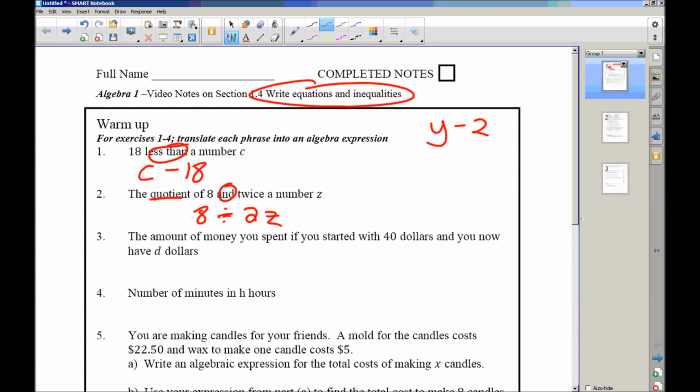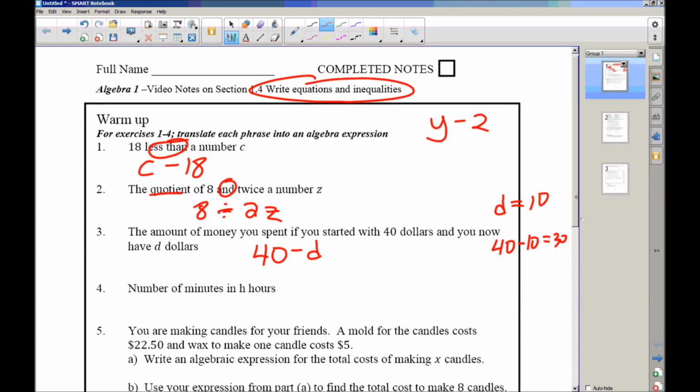Okay. The amount of money you spent if you started with $40 and you now have D dollars. So this is how much I spent. Notice it's an expression here. No equal signs, no two sides. Okay. So 40 minus D. For instance, if I now have $10, then I spent 40 minus D. D is 10. $30 already. Okay, so it makes sense in real life also. So always pick a number, plug it back in, and see if it makes sense in the problem.